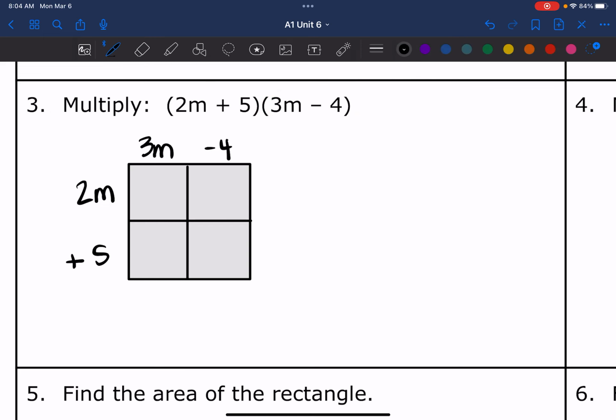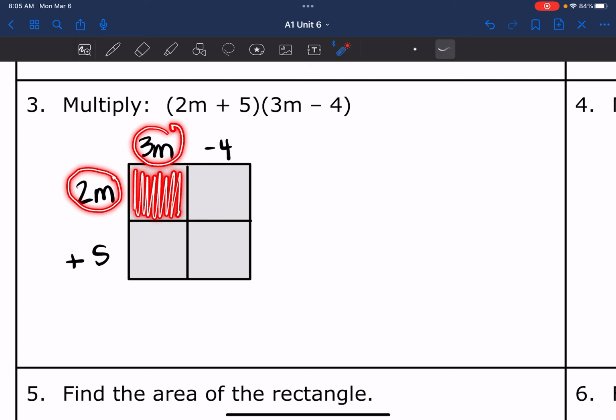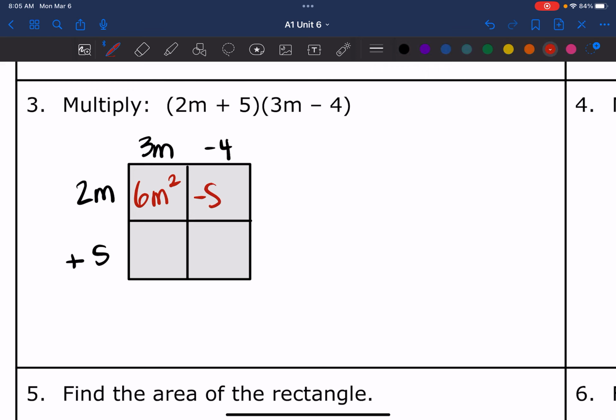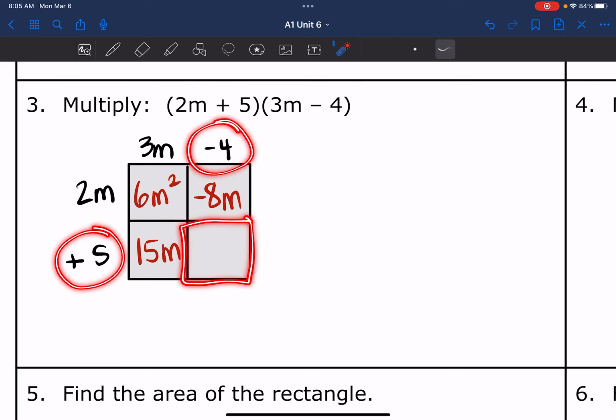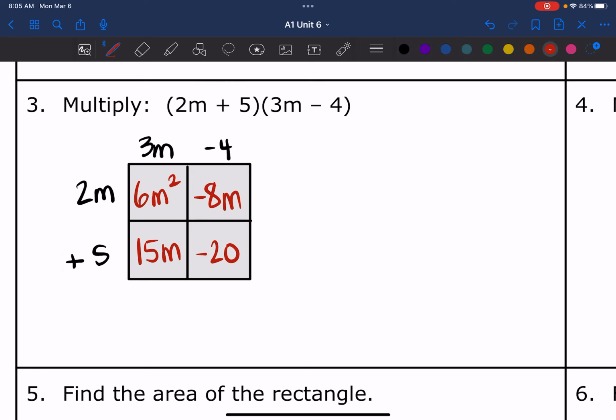Okay, now what we do is we multiply corresponding row and column. So like up here in this top box, we need to multiply that first row and first column. 2 times 3 gives me 6, but then I have m times m. There's now 2 of them, so we're going to have 6m to the second power. Okay, now this box here, 2m times -4. 2 times -4 is -8, but we got to keep this m. Okay, bottom row, have positive 5 times 3m. That gives me 15m. And last box, we have 5 times -4, and that gives me -20.